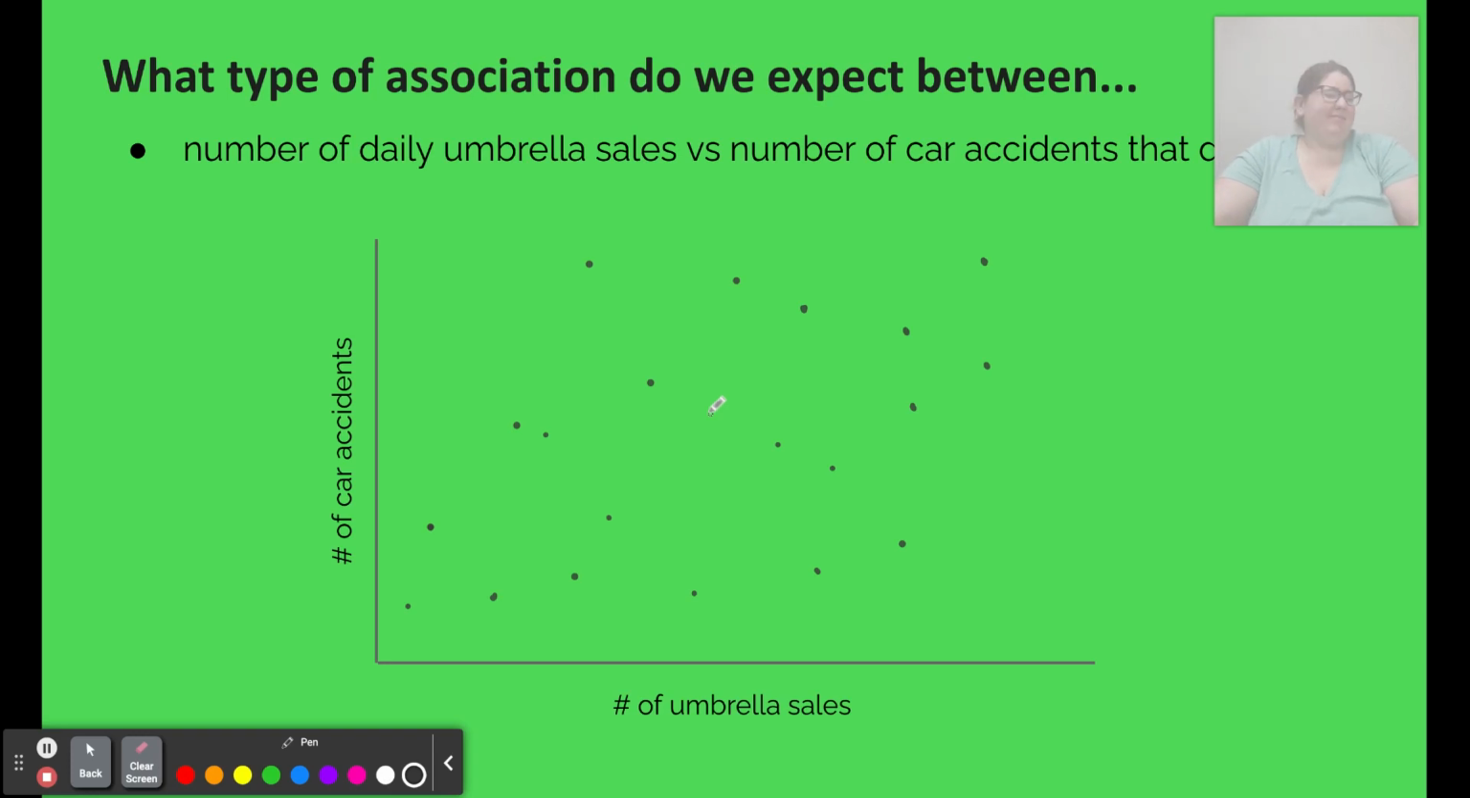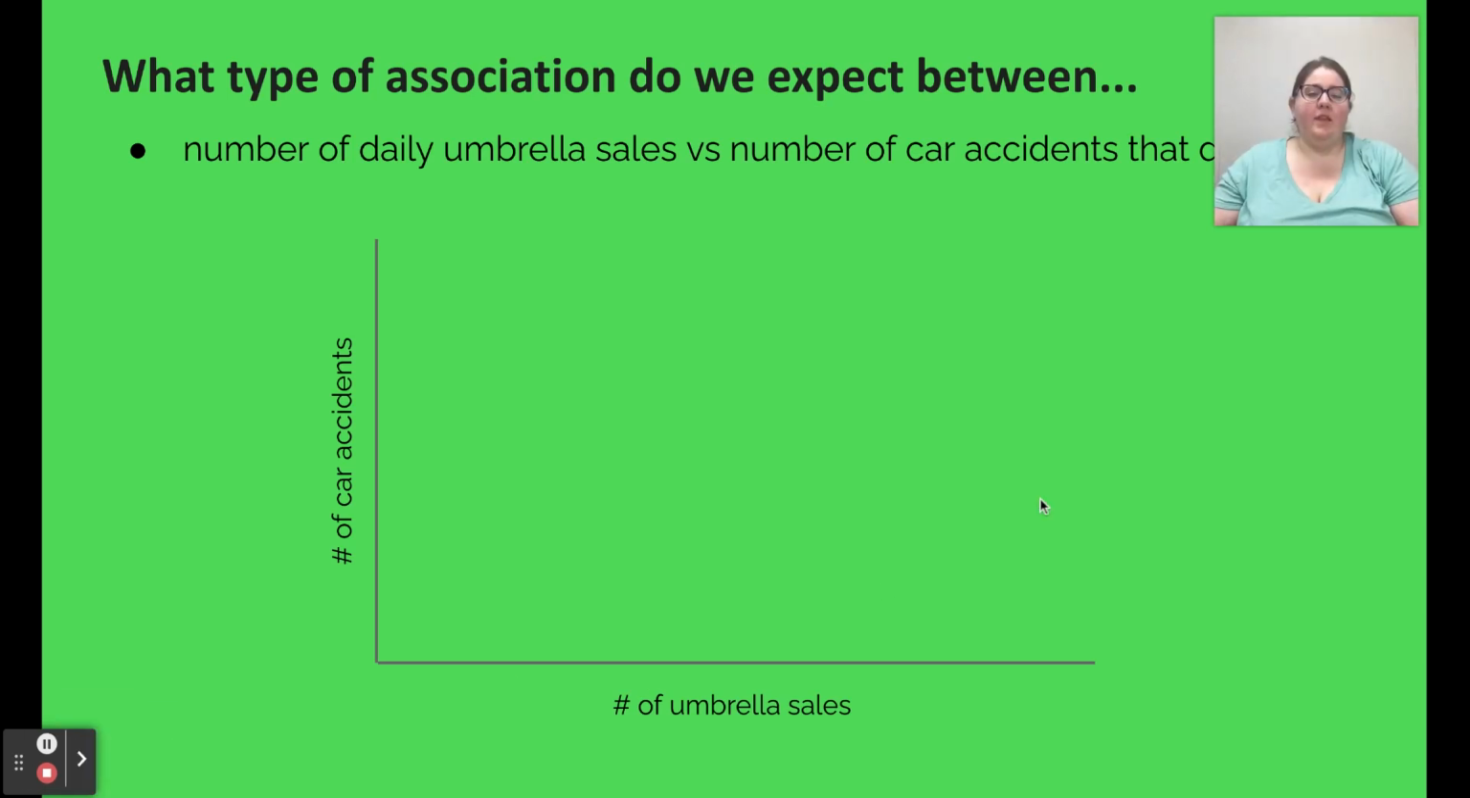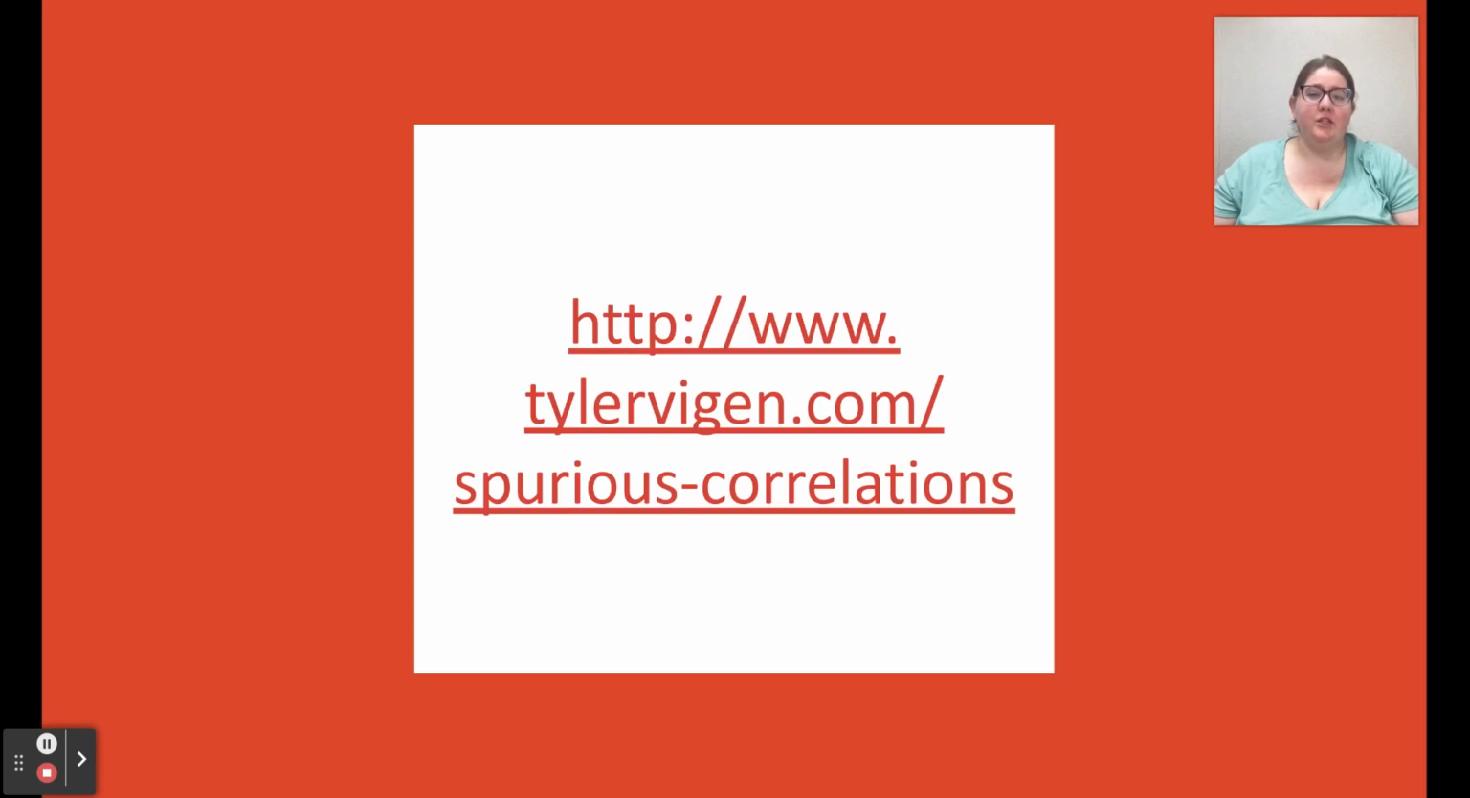Now, will it be strong? Probably not. I'd probably say moderate, maybe even moderate to weak, but I do expect to see some type of pattern there, because even though umbrella sales don't cause car accidents, there's still kind of a relationship happening. It's just not a causation relationship. So that's really important to keep in mind when we're talking about relationships between variables. We're not necessarily saying there's a cause and effect relationship. We're really just talking about: do we see an association? As one variable changes, does the other variable change in a specific way?